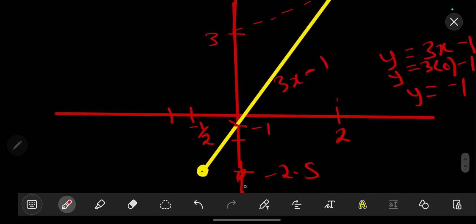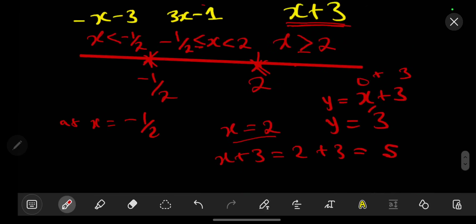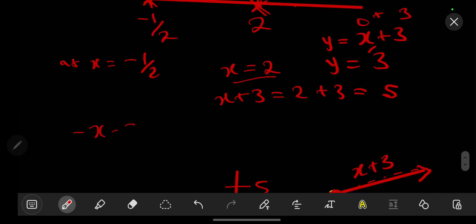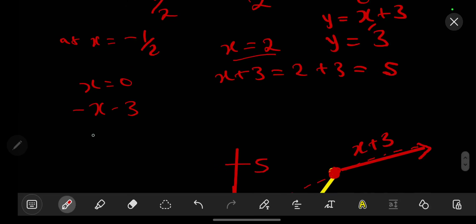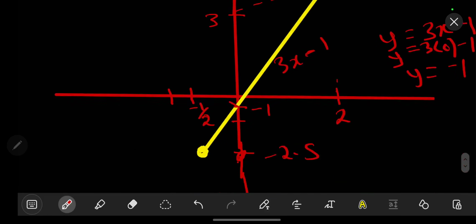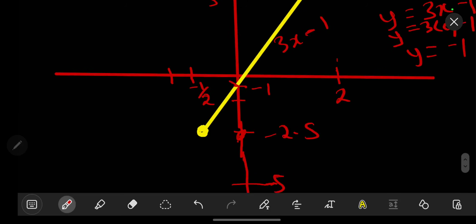Doing the same for this other graph of negative x minus 3, we are going to say x is equal to 0. We want the intercept, so it will be negative 0 minus 3, which is equal to negative 3 there. So this other graph passes at negative 3. If this is 2.5, negative 3 would be here, which is not drawn to scale. So we are going to join these 2 points and have something like this.